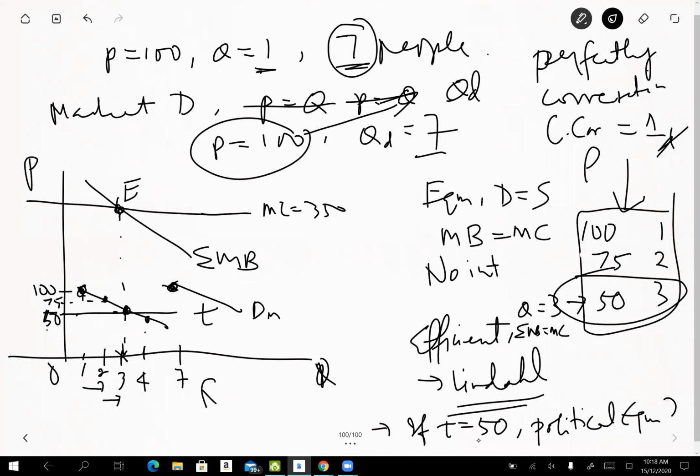No. You have to look at that point. You look at the price. Okay, you look at the price. Look at the tax. Which one is higher now? At Q equal to 4, is the marginal benefit bigger than the tax, or is it the other way around?